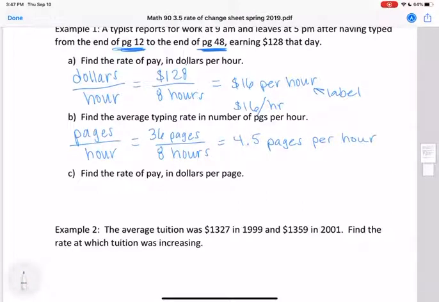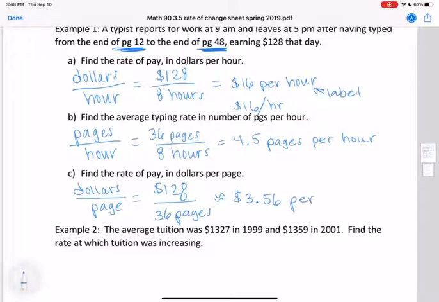Next one is find the rate of pay in dollars per page. So I'll write out dollars per page. The dollars we've already found out was 128. And the pages, remember that's how we got that 36 pages. And 128 divided by 36, I'm just going to go ahead and round it. I'm going to put a little squiggly equals. That means approximately. And I'm getting $3.56 per page.